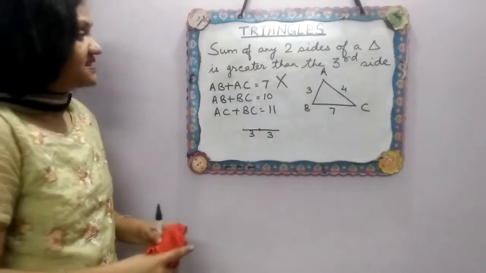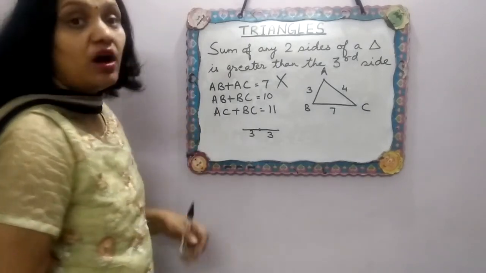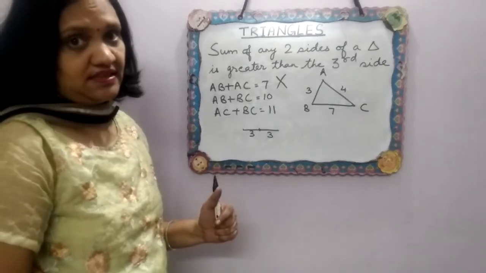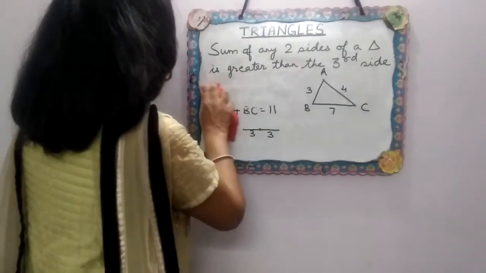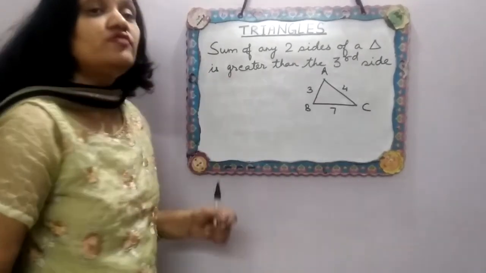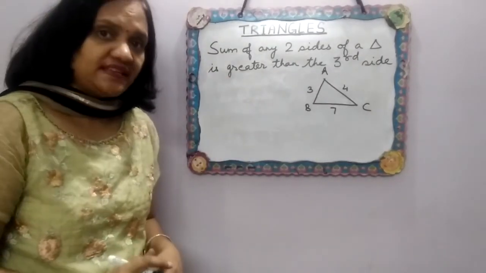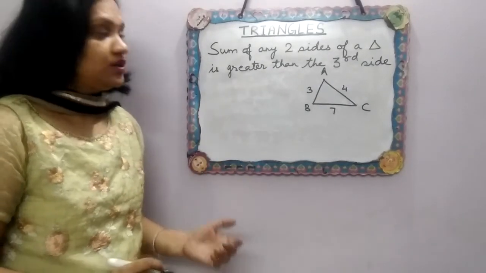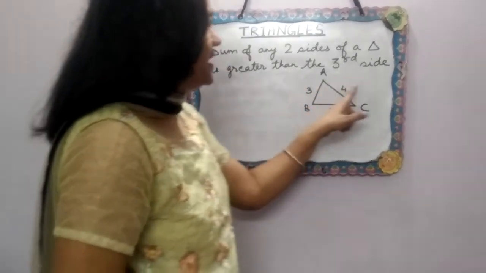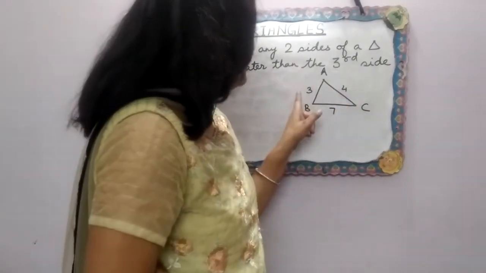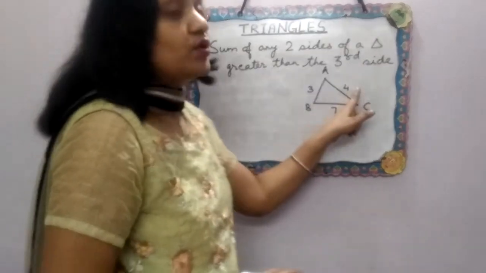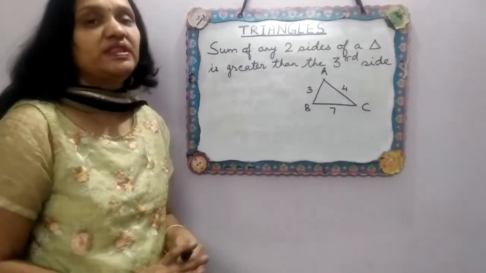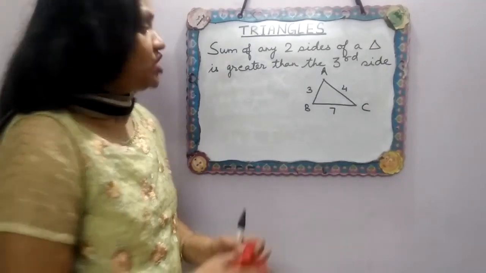Now tell me, is it necessary to look at all the 3 possible combinations, the pairs of sides we are taking, or is there a shortcut? Yes, there is a shortcut. If we are talking about sum of 2 sides of a triangle being greater than the third side, then instead of comparing all the 3 pairs, you directly take the smaller 2 sides, and the smaller 2 sides are AB and AC. So if AB plus AC, 3 plus 4, is greater than 7, then only a triangle is possible, which is not true in this case. So a triangle is not possible.